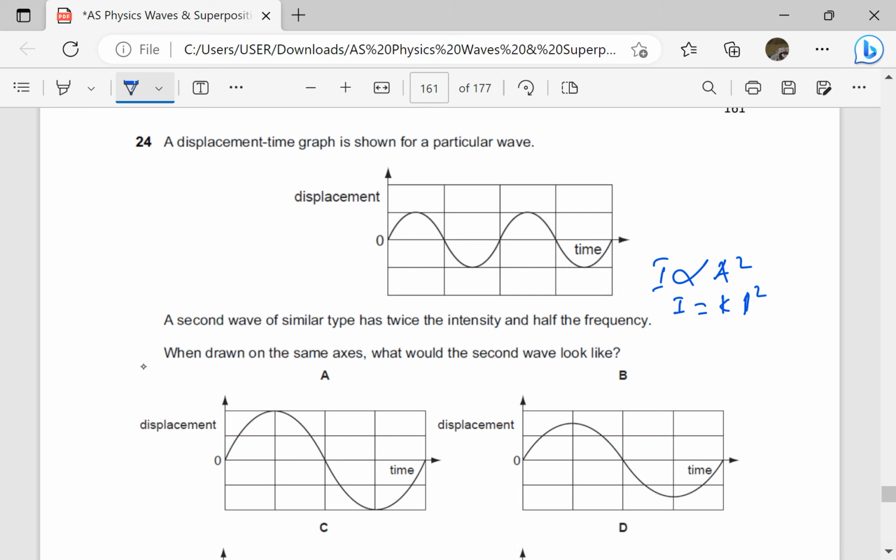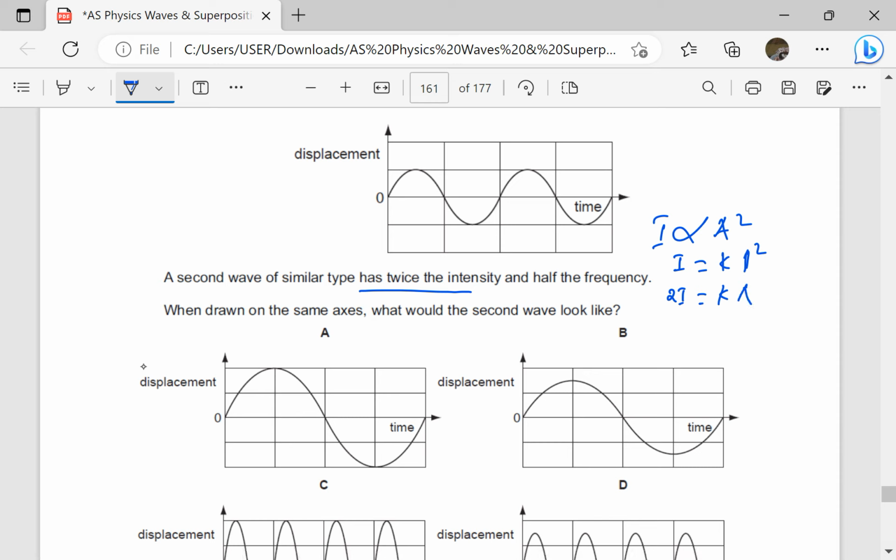The second wave of similar type has twice the intensity. So twice I is equal to a constant and the amplitude, we don't know, let's call it A squared. We combine the two equations. Where there is I, I can put K times one. So this becomes twice K times 1 squared equals K times A squared. It means the second amplitude is going to be the square root of 2, because K cancels, and 1 squared has no effect. So the amplitude is going to be the square root of 2.